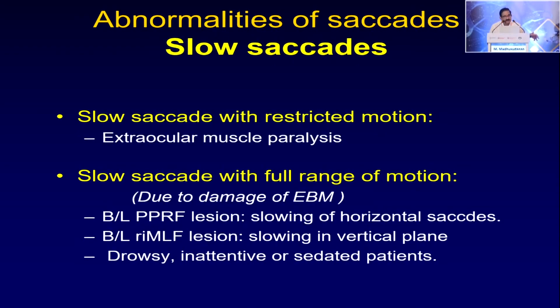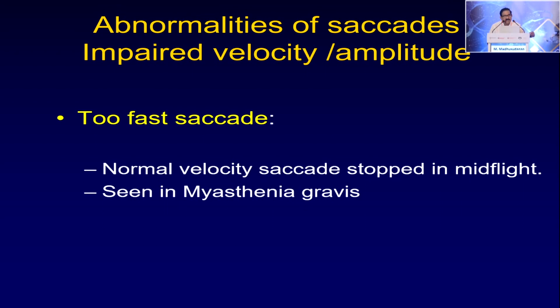If it is horizontal, bilateral PPRF; if it is vertical, bilateral RIMLF lesions. But remember that slow saccades can also occur in drowsy, inattentive, and sedated patients. Where do you get too fast a saccade? You cannot make a fast saccade only by increasing the amplitude.